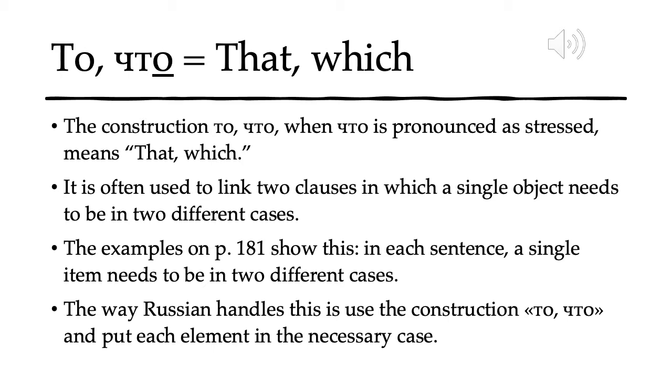So то is what we're talking about or what we're referring to in the first clause, and we put it in whatever case it needs to be in. And then что means the same thing, but goes into the correct case in the second clause. So то and что are both referring to the same thing or the same idea. We just use them to put them in two different cases because grammatically we're going to need two different cases.